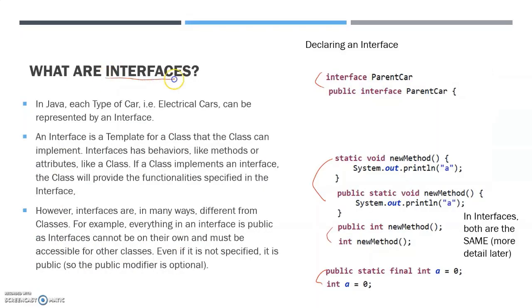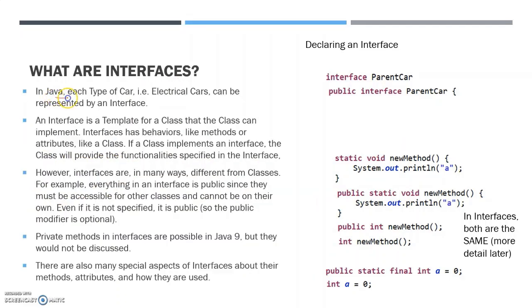We can use interfaces to tackle this problem. In Java, each type of car, for example electrical cars, can be represented by an interface. Interfaces are basically templates for a class that the class can implement. Interfaces have behaviors like methods and attributes, like a class. If a class implements an interface, the class will provide a functionality specified in the interface.